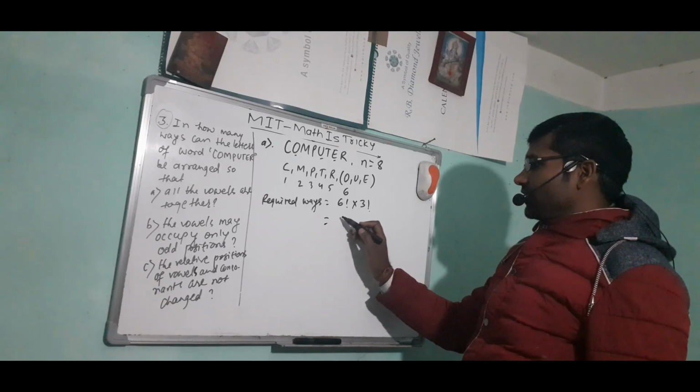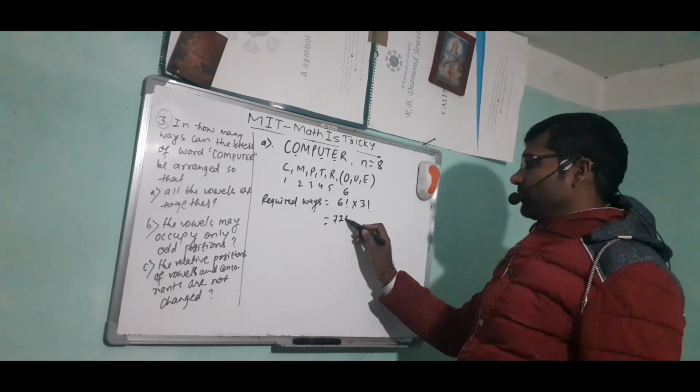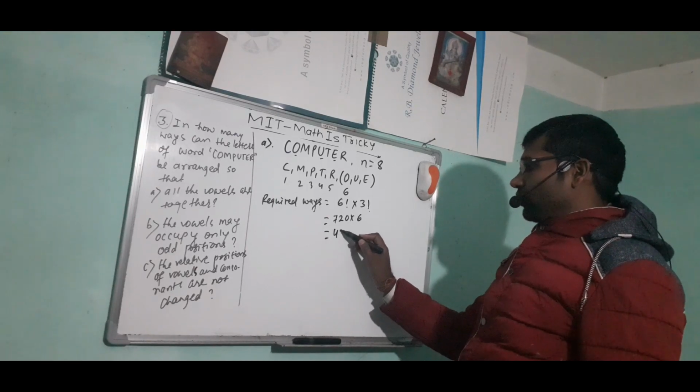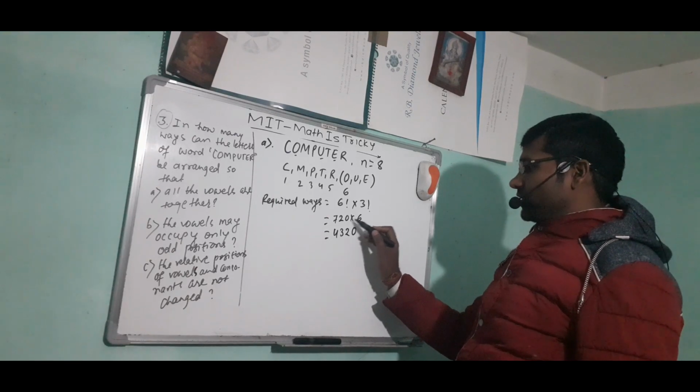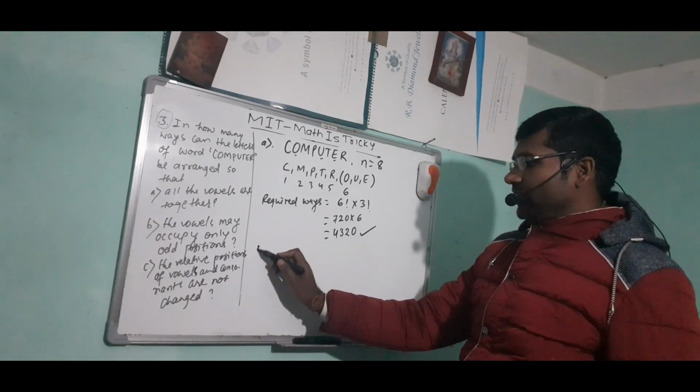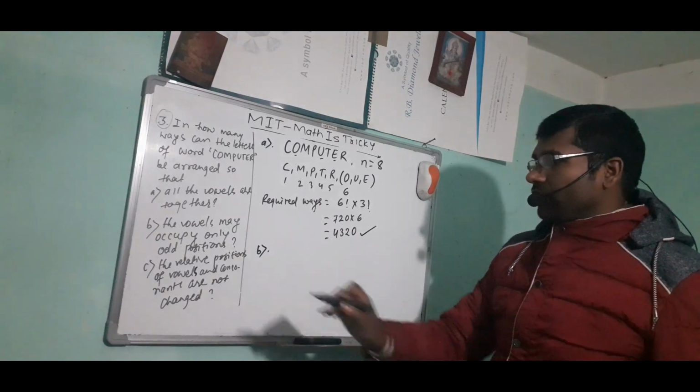So 6 factorial is 720, and it is multiplied by 6, so it will be 4320. Just multiply this. So this is our required answer. For part A, we have solved this.